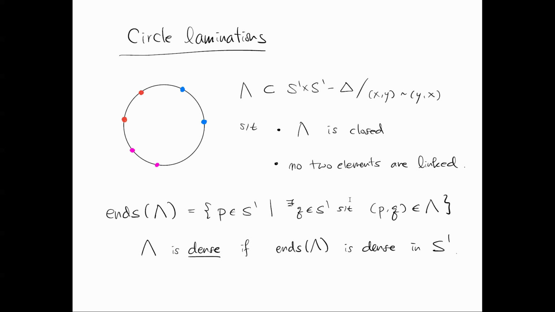So if you think about it, lambda being closed in this space of unordered pairs of points does not imply the closedness of the end space as a subset of S1. So it has nothing to do with that. And two circle laminations are called transverse if they are disjoint. There's no common element.